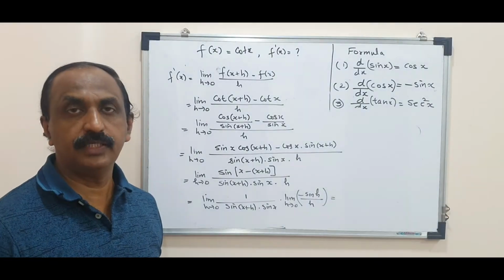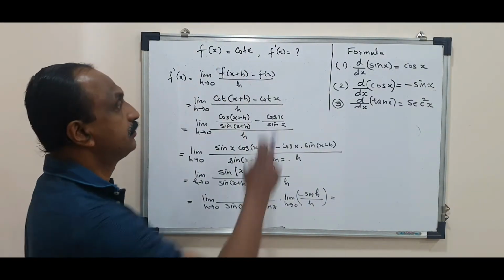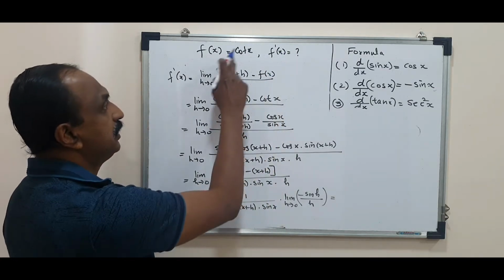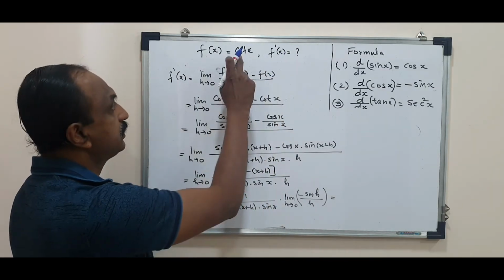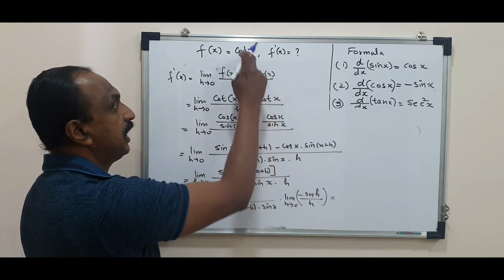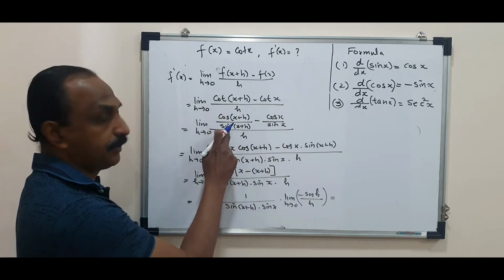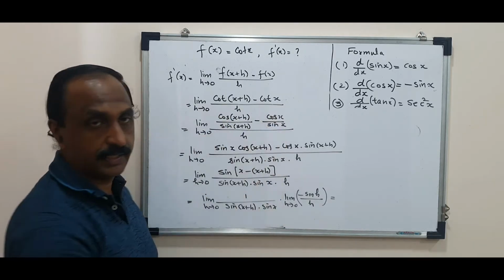We will see how the derivative of cot x works. f of x is cot x, and we want to find f dash of x. So use the definition of f dash of x. Replace f of x plus h by cot of x plus h, and f of x by cot x. Cot theta is cos theta upon sin theta.